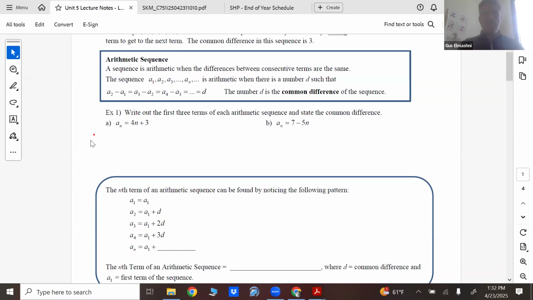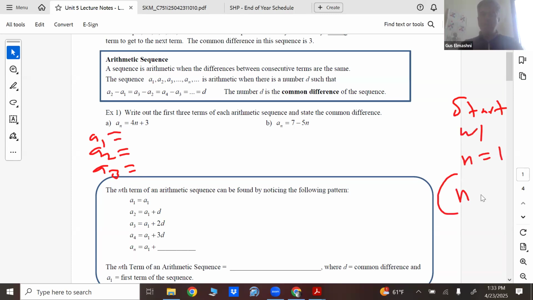So if you're asked to write the first 3 terms, I want A1, A2, and A3. Oh yeah, another thing I need to state as well. You always start, thank you for bringing that up, Rihan, with n equals 1. And n's always a positive integer, by the way.